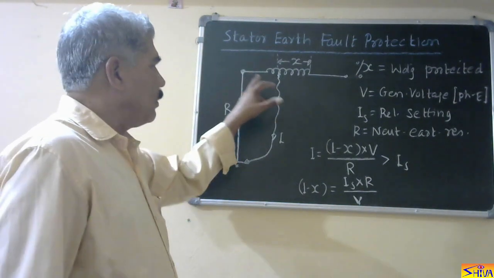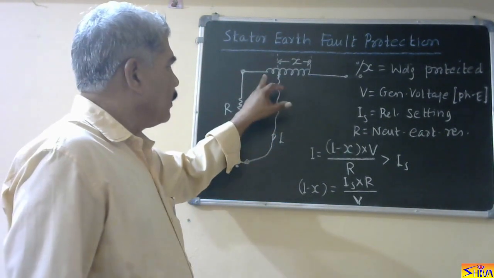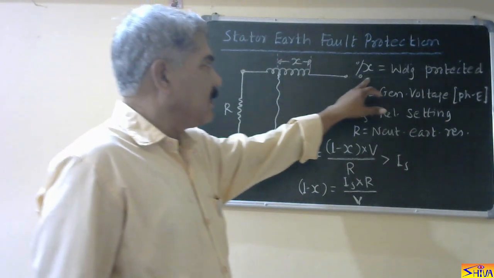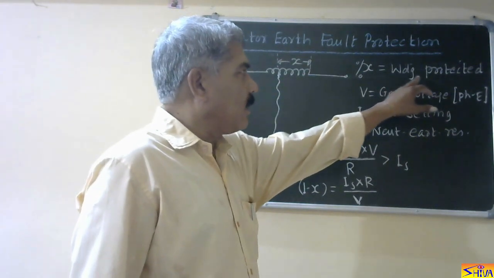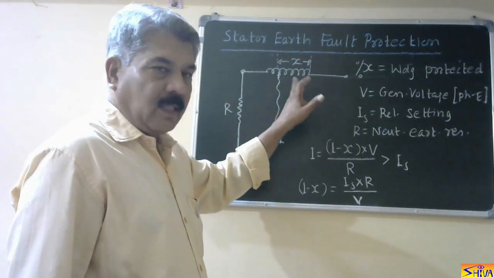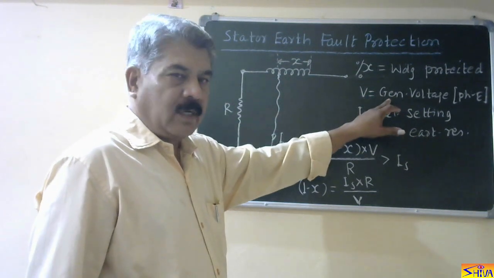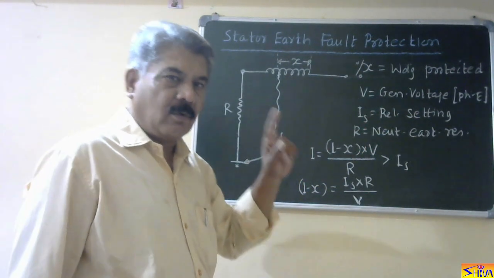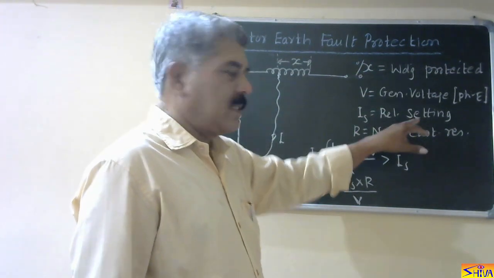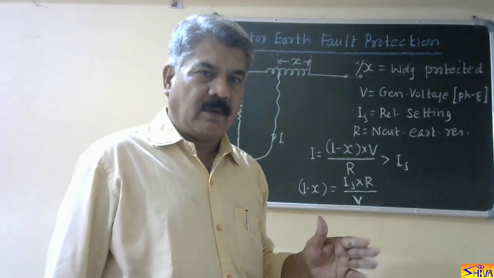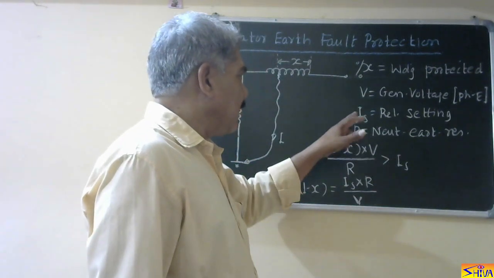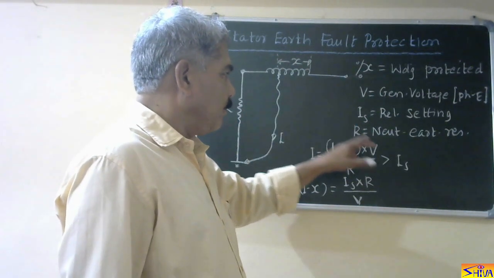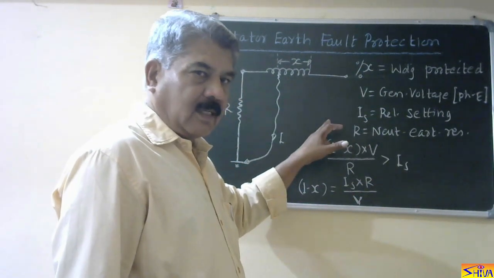Now here I have shown the winding of one phase only. This is the neutral grounding resistance. Let us say X is the percentage of winding protected away from the neutral point. V is the generated voltage, that is between phase and ground. So we have to consider the phase voltage. Remember, here we have to consider the phase voltage. Is is the relay setting. Obviously this relay setting is from the secondary side of the relay. But here, as we are considering this voltage, we are considering it from the primary side.